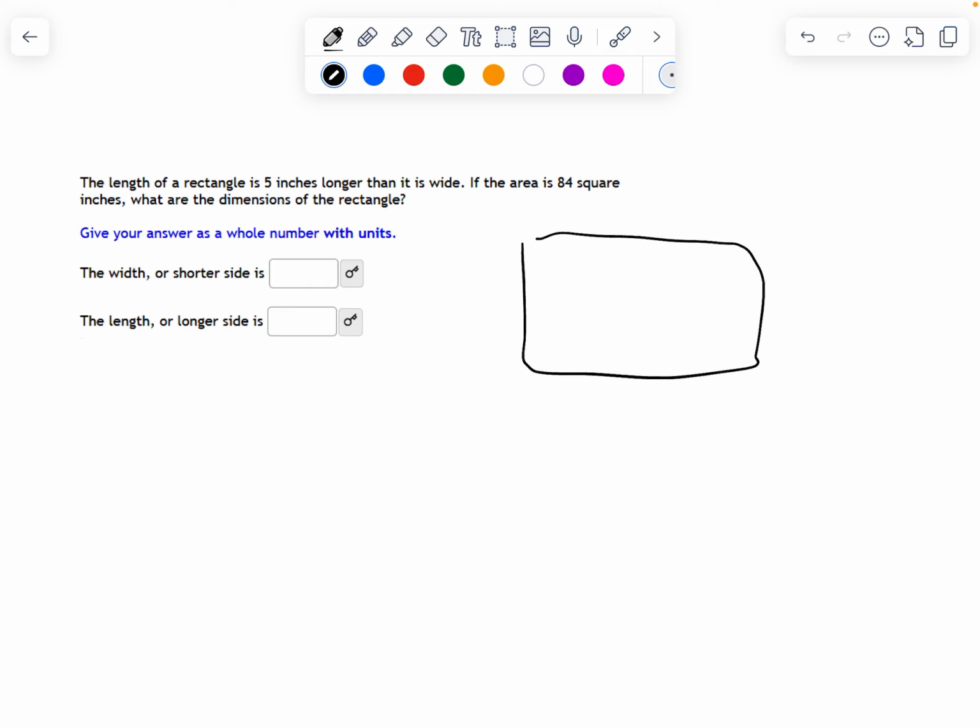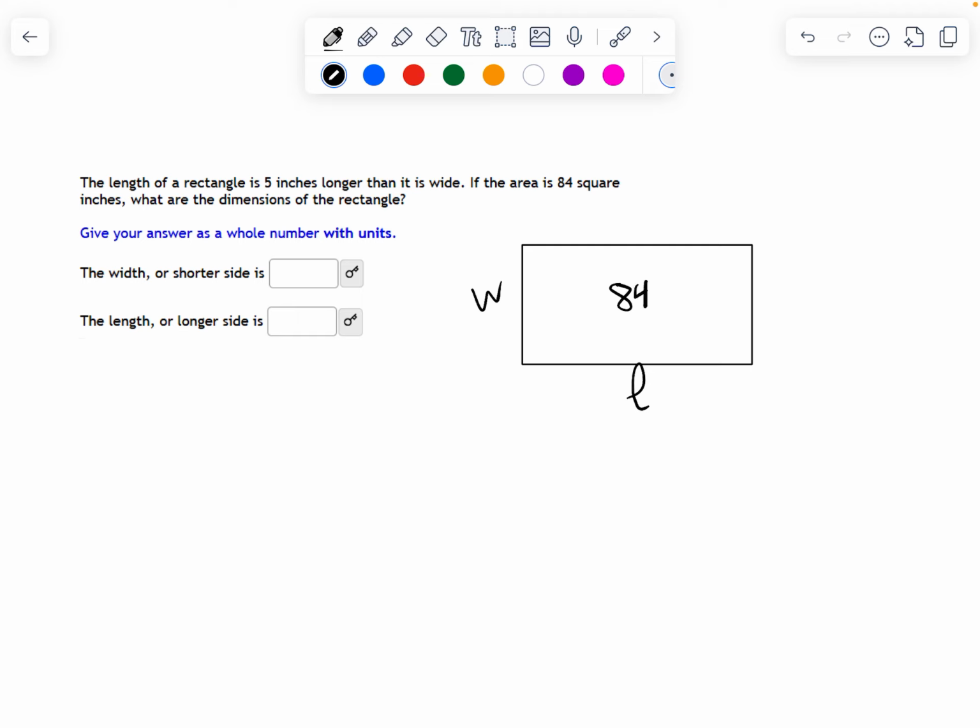All right, if you have a rectangle, what you know about it is it has 4 right angles. You also know it has 2 sets of parallel sides, and the opposite sides are congruent, meaning the same. So we have a width, we have a length. We also know that the area of this is 84 square inches, right? And remember, the area of a rectangle is the length times its width.